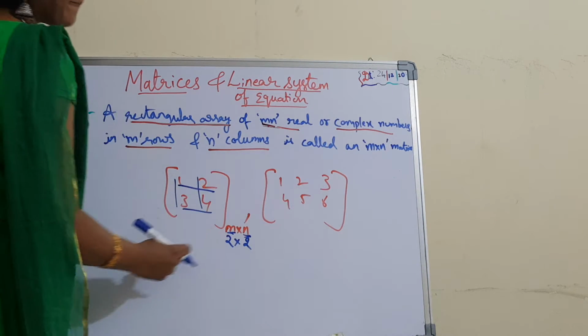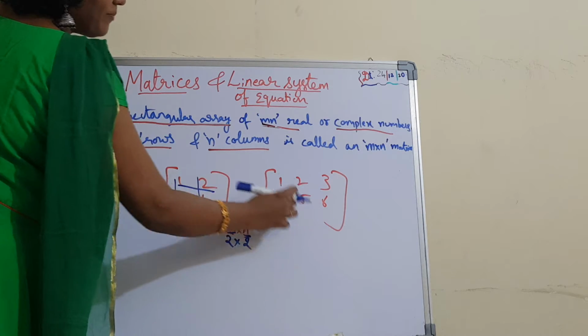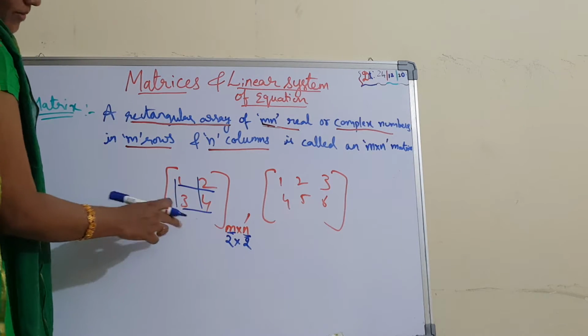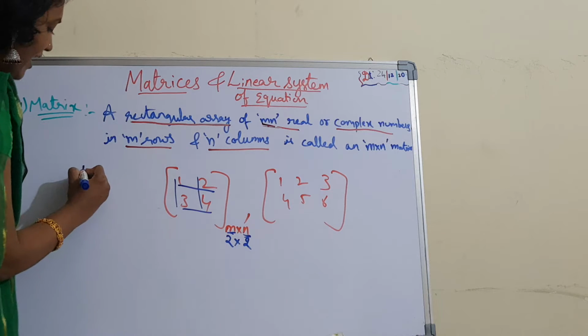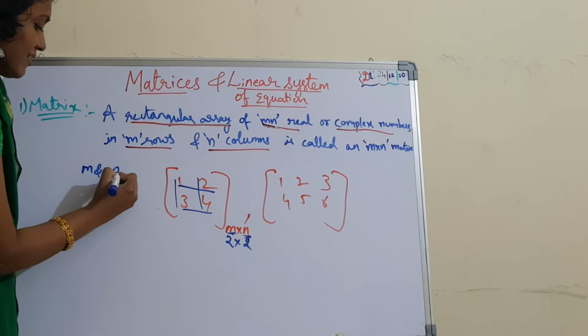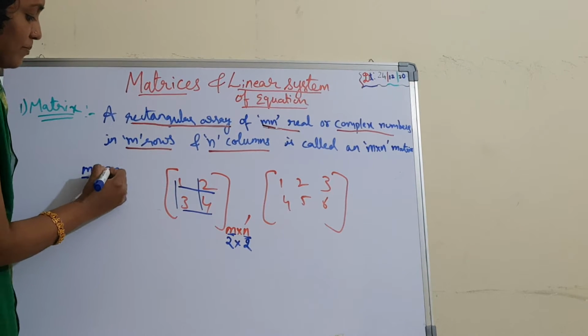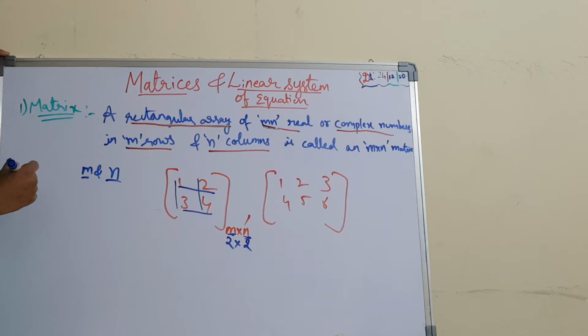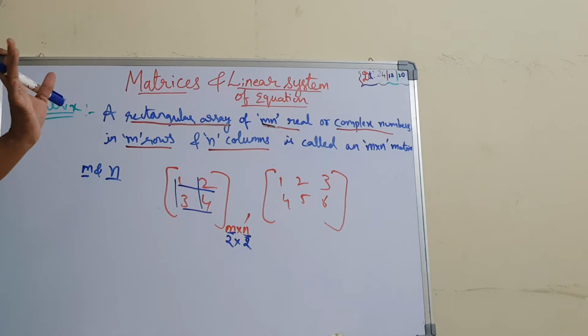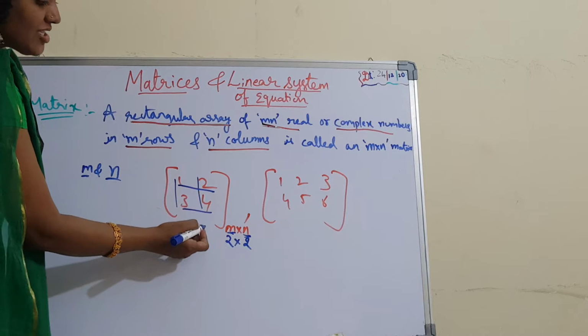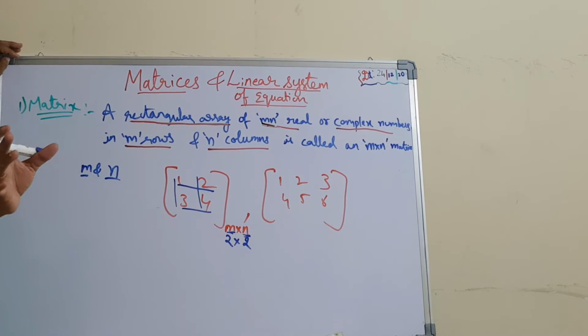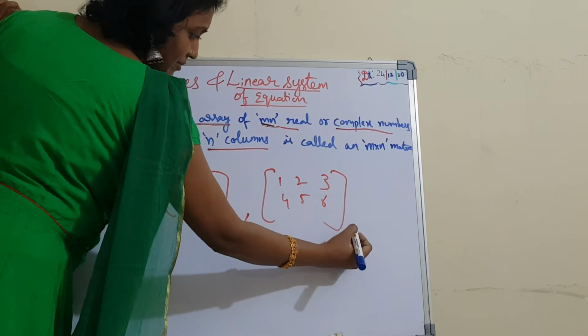Here also it is in rectangular form. m and n must be positive integers. It should not be a negative integer, because rows and columns must be positive. There are no negative numbers here.